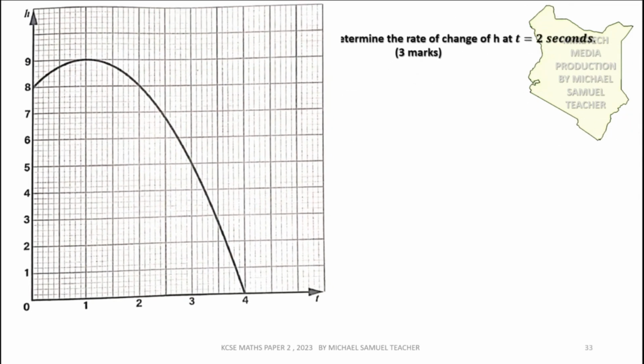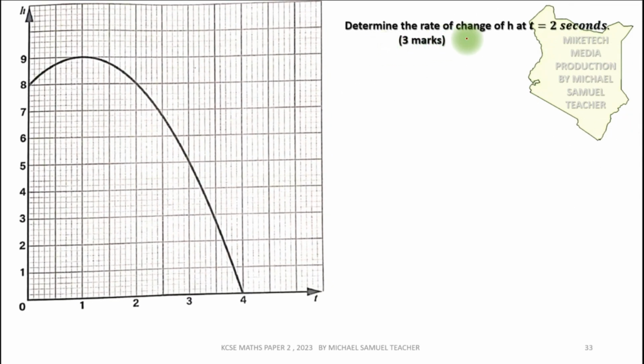Then we find the gradient at that particular point. So to determine the rate of change of h at t is equal to 2, we need to draw a line passing through this point, just touching that particular point. Then we can pick at least 2 points. Remember, for the gradient we just require 2 points. That is change in h over change in time t.